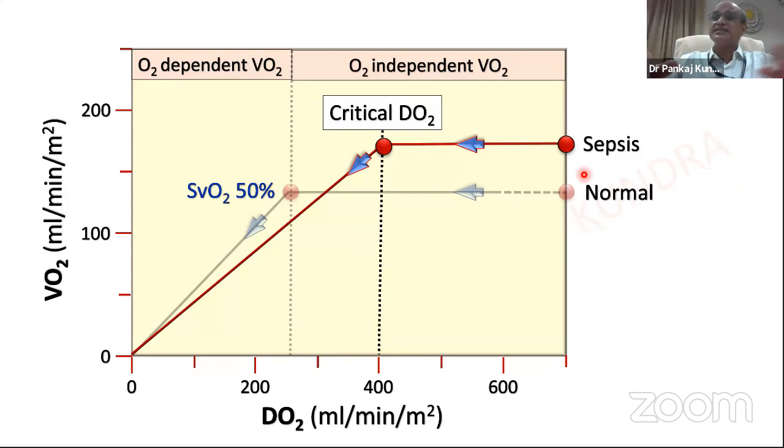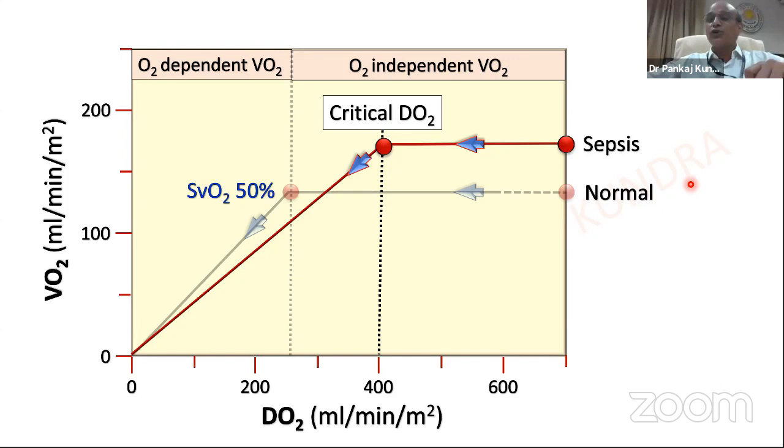What happens in sepsis? We all know that the critical DO2 is shifted from 250 to 400 because the oxygen consumption here has risen. It was generally around this point, but it has gone up to this point. The delivery of oxygen, which is almost the same 400 ml, but now at this point the consumption is very high, so that the S50 will shift here. What do we need to do here?